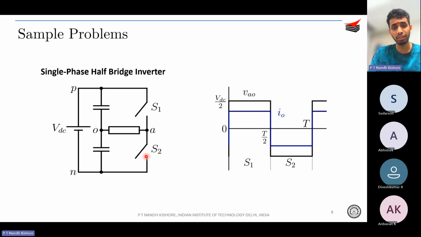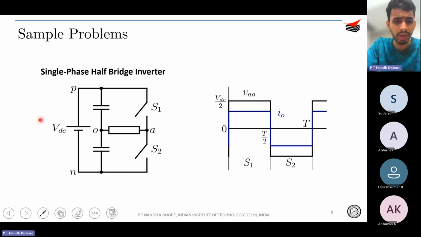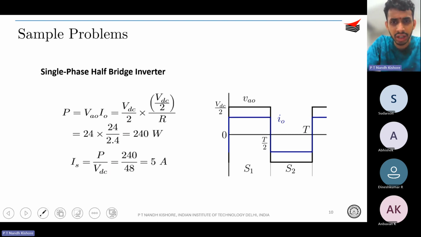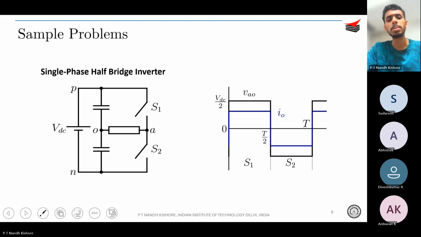And when S2 is on, it will come something like this, right? From O to A. So that is the path of your current. Now you just need to sum it up and you will get the total current, right?